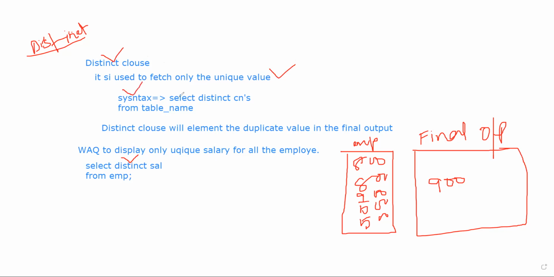This is the syntax. Select distinct, and this is the column name. It can be name also, it can be anything. This is the column name, or from table name. And I want to fetch the salary. This is the question: write a query to display only unique salary for all the employees. That's why I have given the distinct clause, and it will fetch only the unique value. Understood or not? Yes, sir, understood.